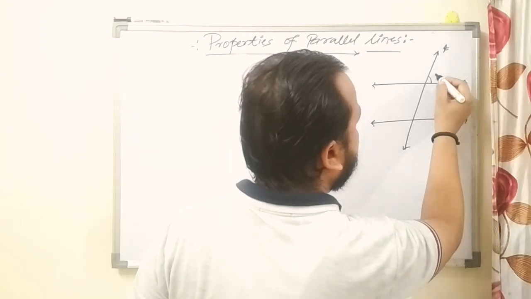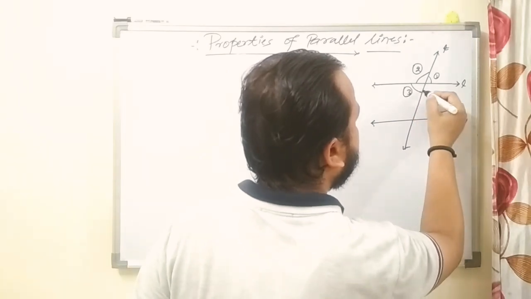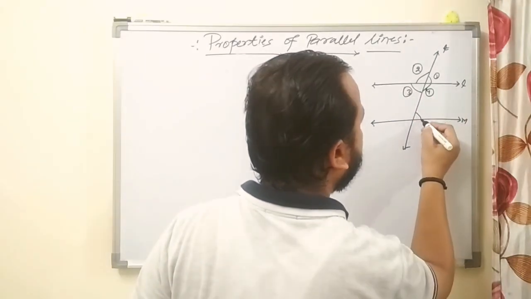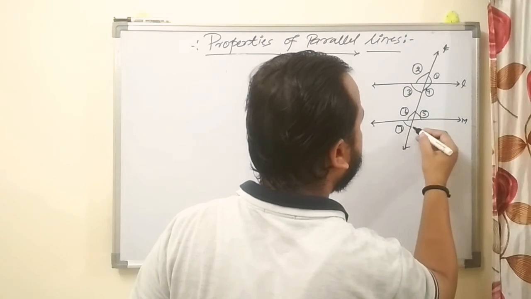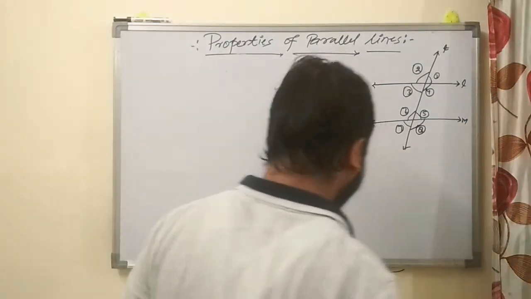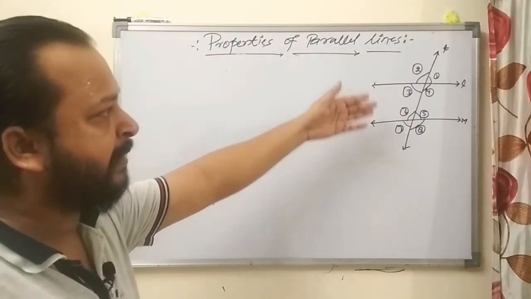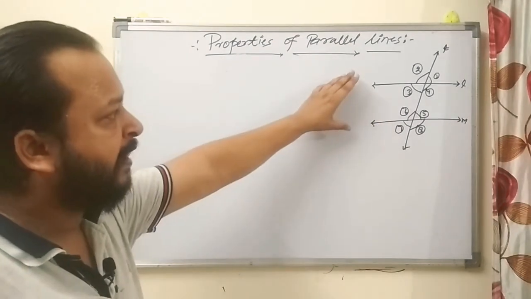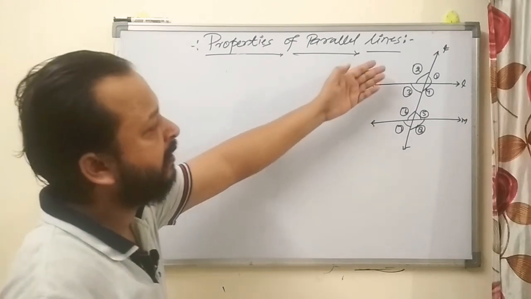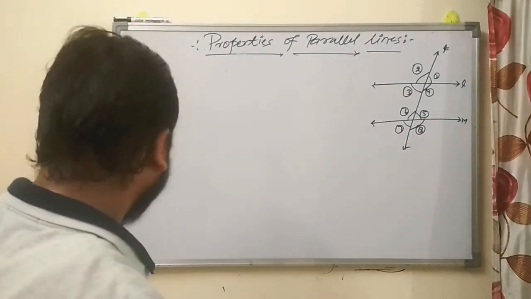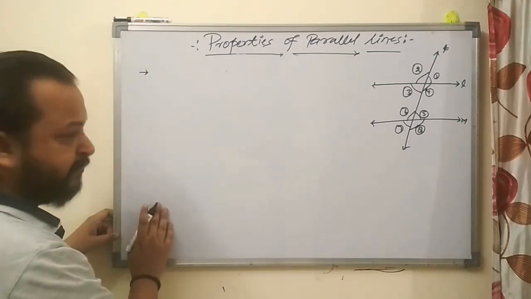Suppose this angle is 1, this is 2, this is 3, and this angle is 4. Again here 5, 6, 7 and 8. So there are different angles. There are a total of 8 angles made by the transversal line when it cuts two parallel lines. It makes 8 different angles, right? So first you understand the names.